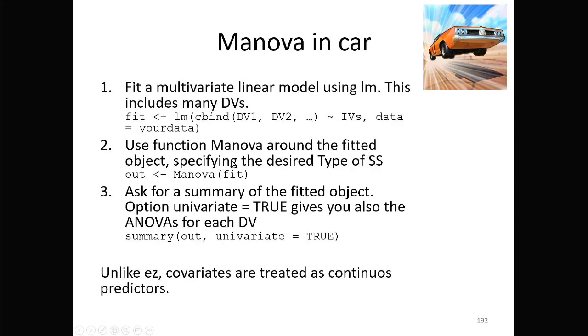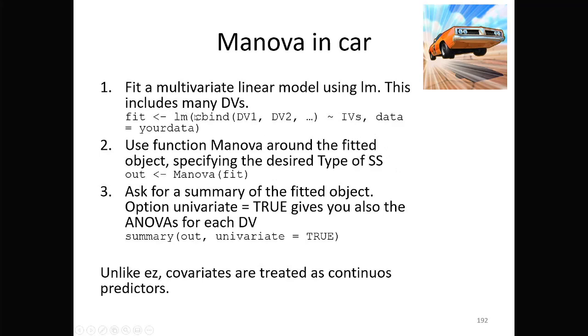Now you use the Manova function around the fitted object, so you save the output of lm. Instead of doing summary, for example, you ask for a Manova, and then you save this to another object, a variable or something. You can call it whatever you want. I call it out. And as you ask for the summary of this object, and if you ask for univariate equal to true, you also get the ANOVAs for each dependent variable separately. And that's it. That's Manova in R.